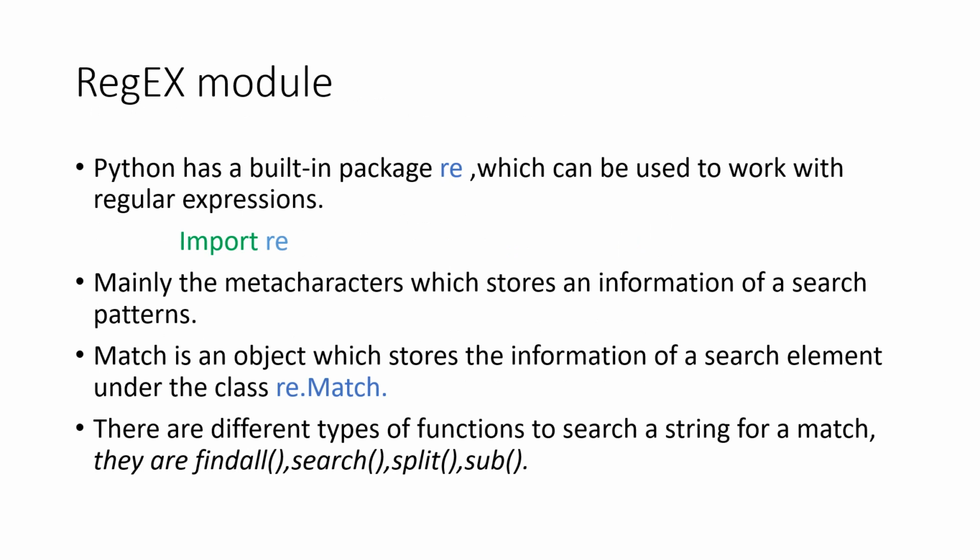Meta characters are also known as operators, signs, or symbols. Regular expressions module. Python has a built-in package, re, which can be used to work with regular expressions. Mainly the meta character stores information of a search pattern. Match is an object which stores the information of a search element under the class re.match. There are different types of functions to search a string for a match. They are findall, search, split, and sub.